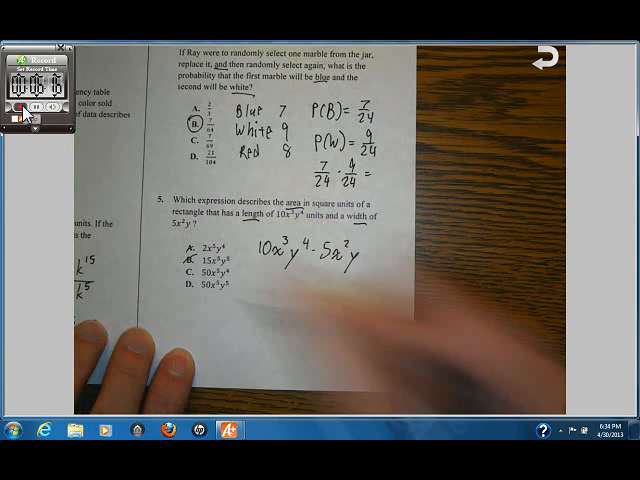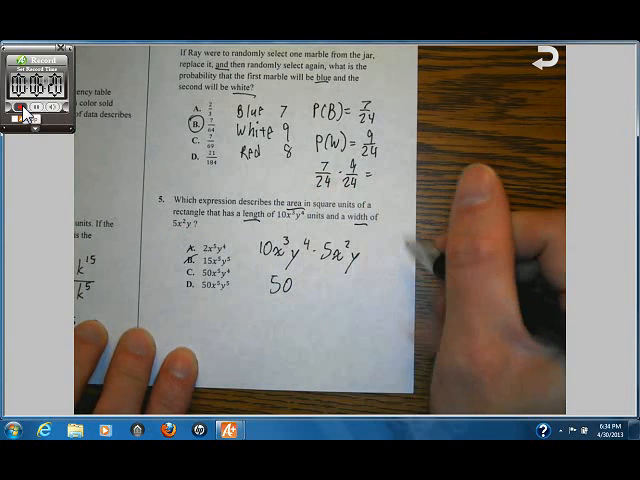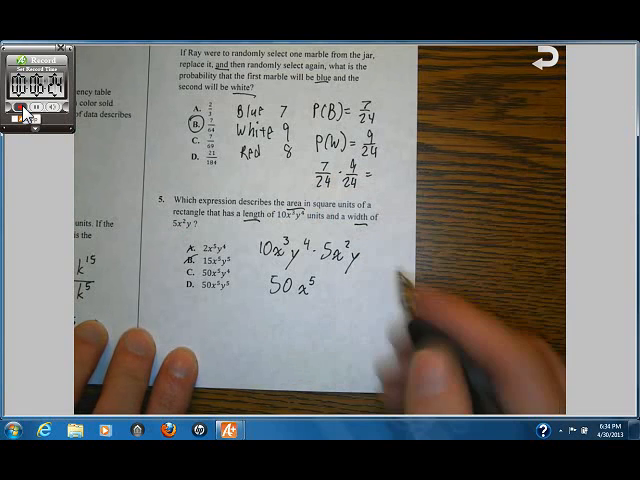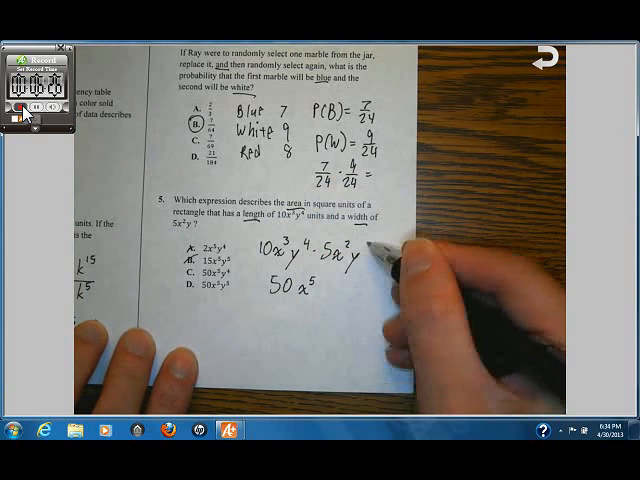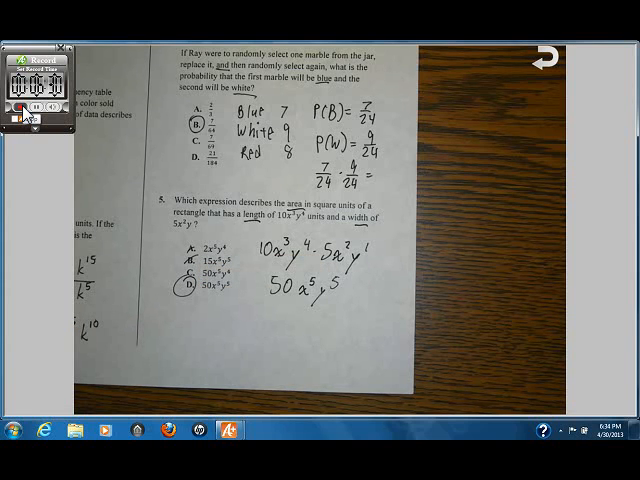When you multiply two terms with the same base, you're adding the exponents. So you have x to the fifth. Doesn't help you eliminate anything there. Y to the fourth times y to the first is y to the fifth. So your correct response is D. On to the next one.